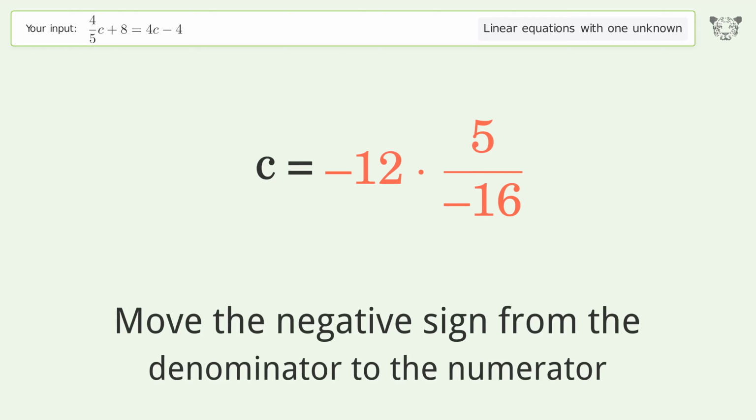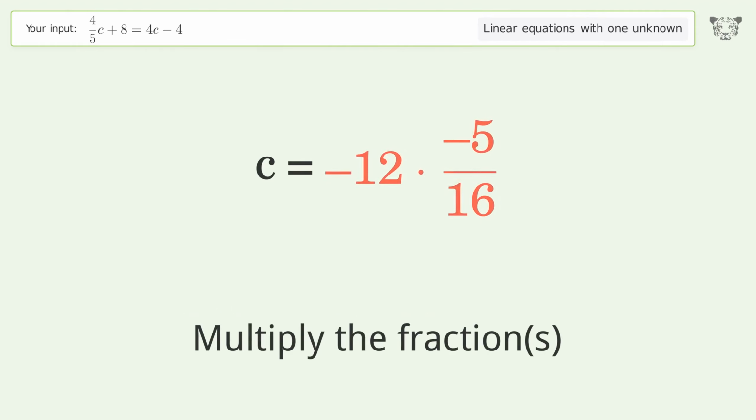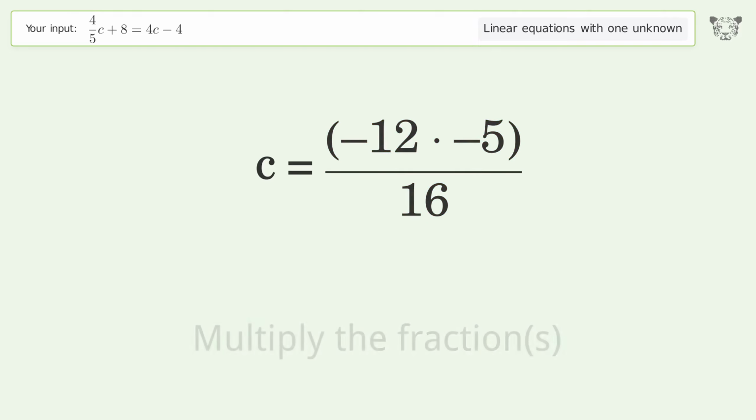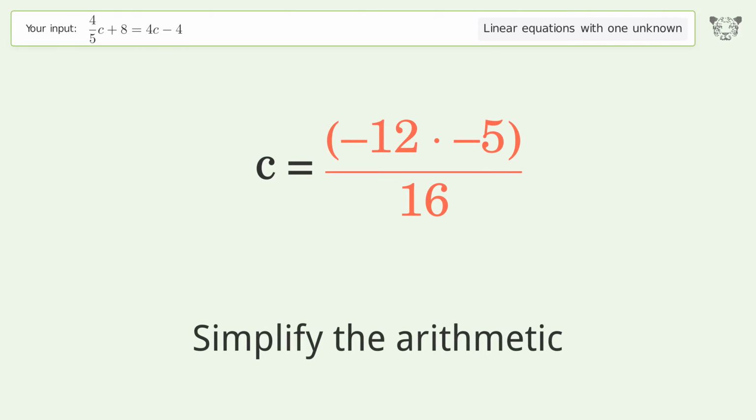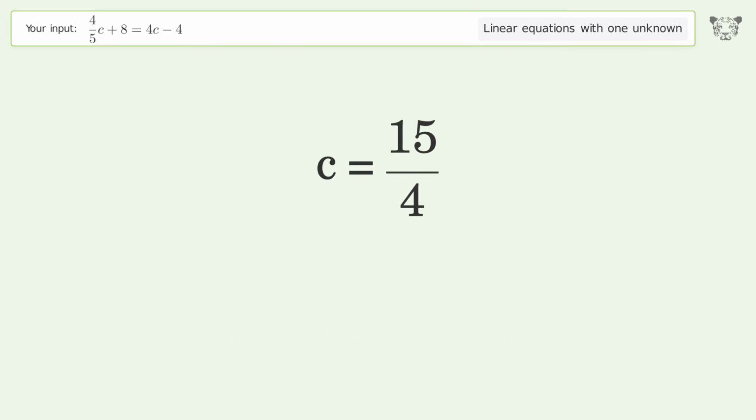Move the negative sign from the denominator to the numerator. Multiply the fractions. Simplify the arithmetic. And so the final result is c equals 15/4.